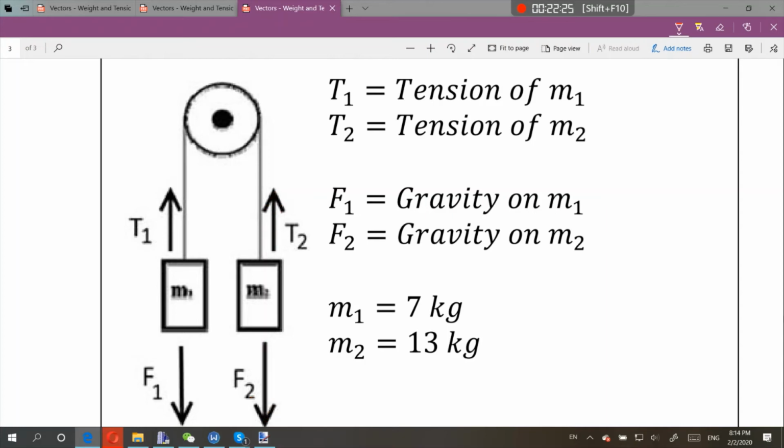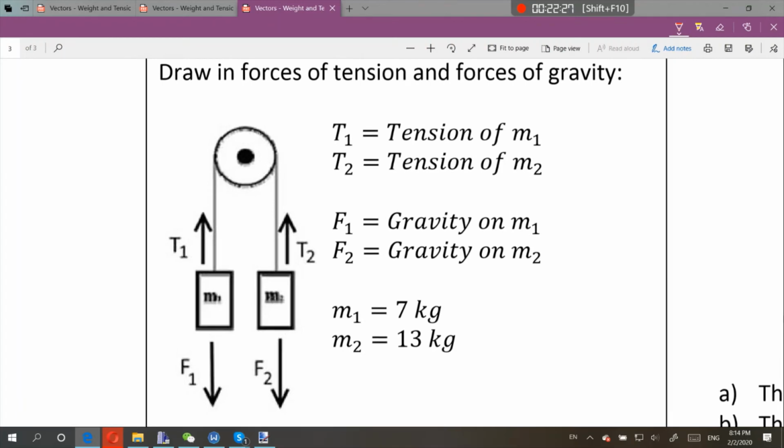Now to make this easier, I'm going to say everything going to the right will be positive, and everything going to the left will be negative, if you want to think of it that way. So what that means is, since my mass 2 is 13 kilograms, which is more than my mass 1 of 7 kilograms, as soon as I release these, what's going to happen is mass 2 will drop, and mass 1 will start to rise, right? Because mass 2 is heavier.